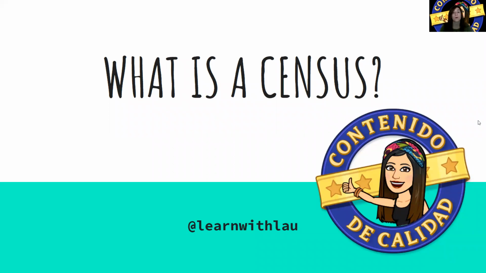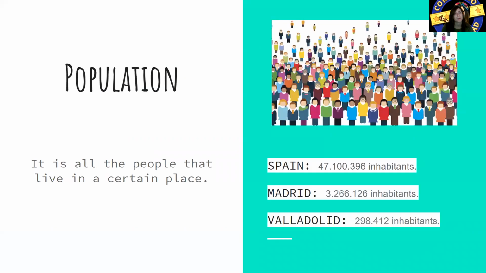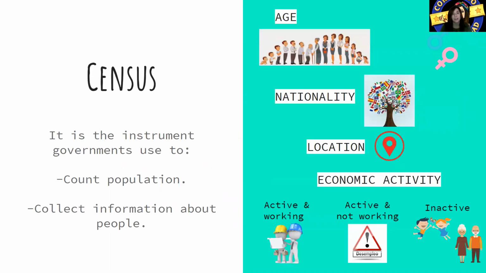Okay, let's remember what a census is. Remember that demography is the science that describes people or society. Demo means people, and graphy means writing, which we can understand as description. The population is the people that live in a certain place, okay? And the census is the instrument that different governments use to count people that live in a certain area, instead of going door by door, knocking at the doors.